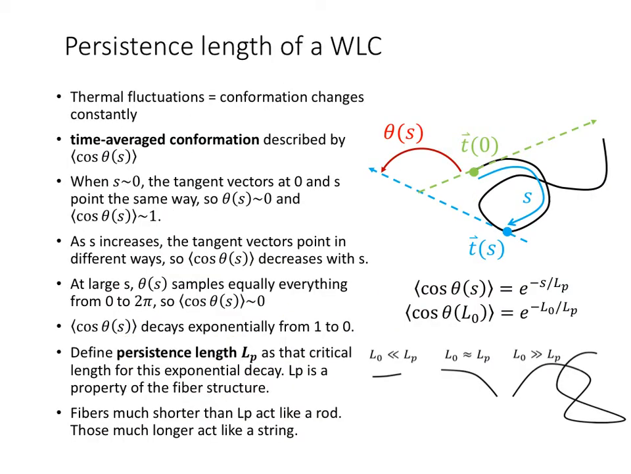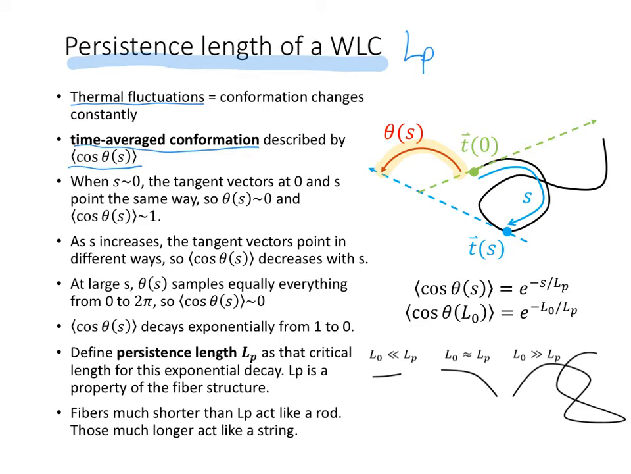So we'll use these concepts now to describe the persistence length of a worm-like chain, which we refer to as L sub P, length and persistence, which is a really critical property of a nanoscale fiber. So consider now, as we brought up in the last slide, the idea of thermal fluctuations, that these conformations change constantly. So we can describe a time average conformation by asking what's the average cosine of that angle here that's between the initial and the tangent vector of S.